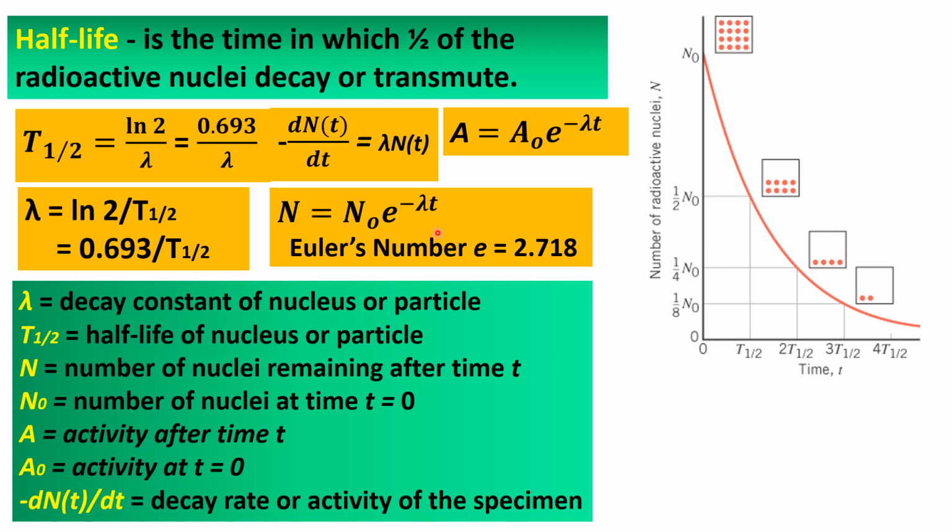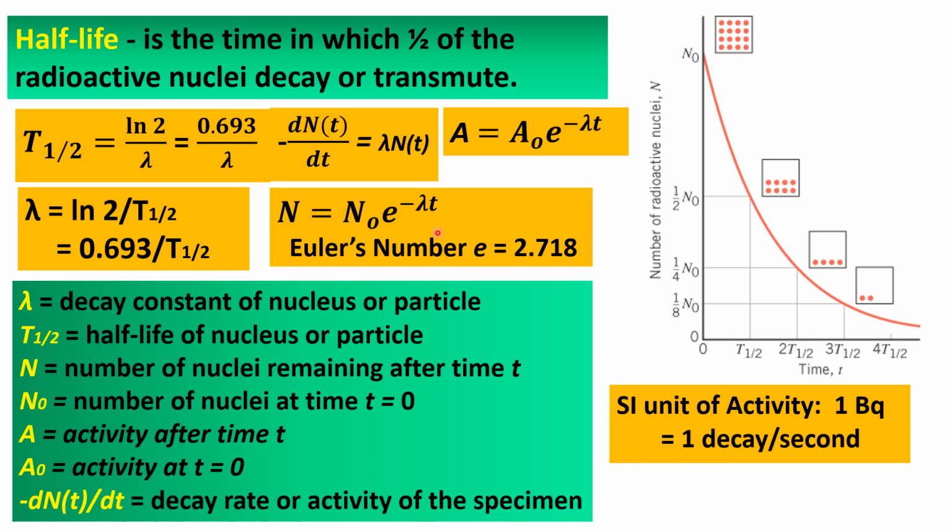For now, let's also take note that the SI unit for activity, represented by capital A, is what we call the becquerel, whose value is exactly equal to 1 decay per second. But if you define it in the context of the number of nuclei, capital N, remaining after a given time t, we can also say that 1 becquerel is equal to 1 nucleus divided by a unit time, second.